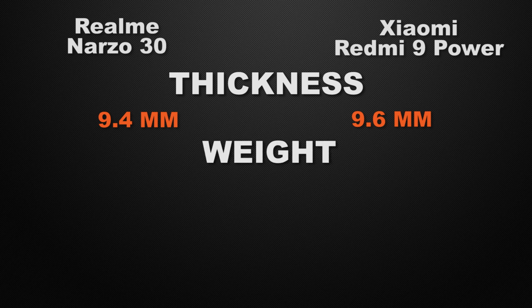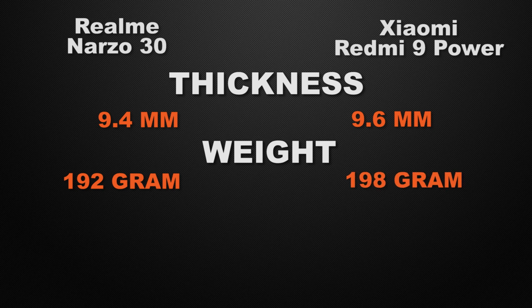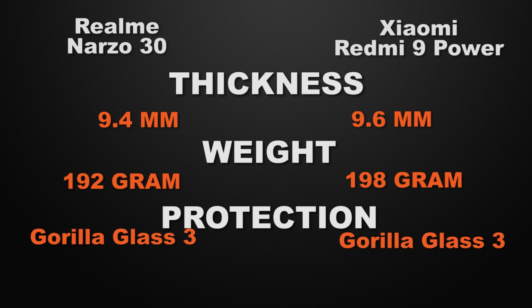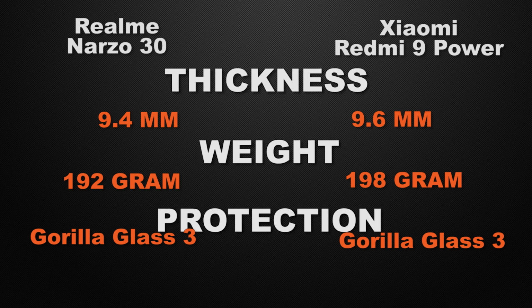Talking about the weight of the devices, Narzo 30 comes with 192 grams of weight, whereas 9 Power is 198 grams. So the winner here is Narzo 30 because it has a lower body weight. And about the protective glass, Narzo 30 has Gorilla Glass 3, whereas 9 Power has Gorilla Glass 3. So it's a tie because both devices have the same generation of glass.